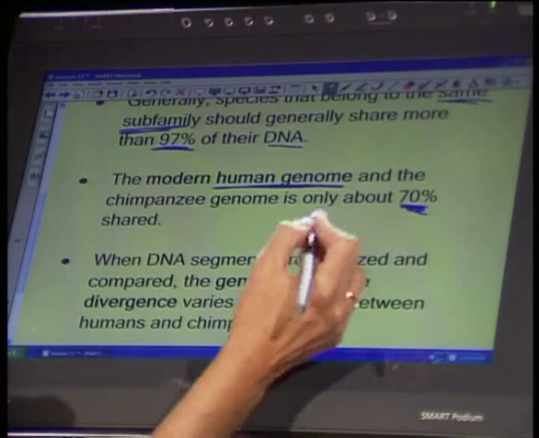Now remember, the genome is all our chromosomes. All 46 chromosomes or 23 pairs of chromosomes make up the human genome. It makes up your genome. And the chimpanzee genome is only about 70%, which says we cannot belong to the same subfamily because we're supposed to share 97% of our DNA, but we only share 70%.